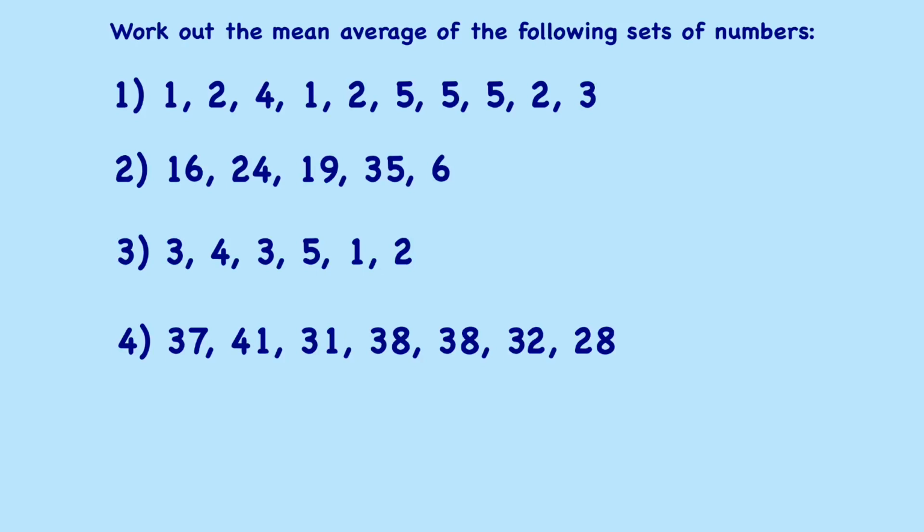How did you get on? Let's go through the answers. So question number 1, the mean average of these numbers was 3. Question 2, the mean average was 20. Question 3, the mean average was 3. And question 4, the mean average was 35.